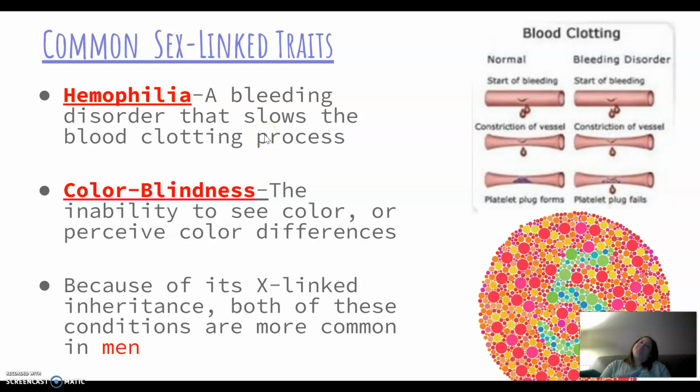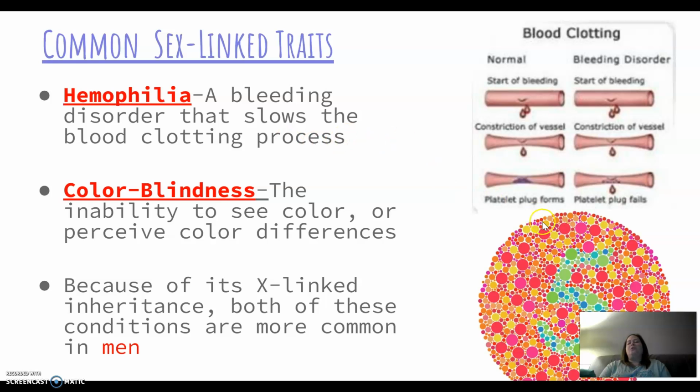Okay, so some of the common sex-linked traits that we'll talk about are hemophilia. This is a bleeding disorder that slows the blood clotting process. This is more common in males. And then we've got color blindness. This is the inability to see certain colors or perceive color differences.